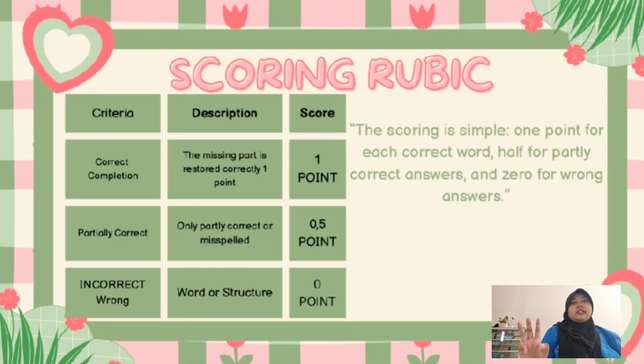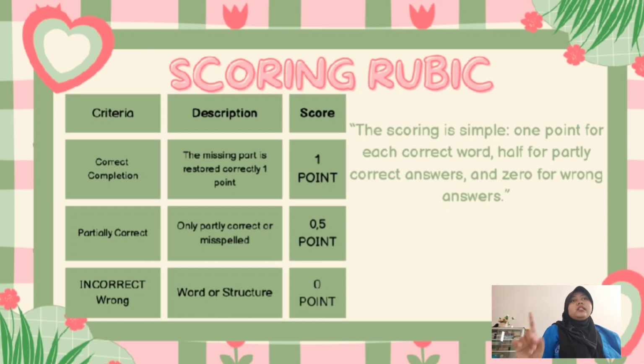Okay, we move to slide 9. I will explain the topic: scoring rubric. Criteria, description, score. Correct: the missing part is restored correctly, 1 point. Partly correct or misspelled, 0.5. Wrong word or incorrect structure, 0 points.